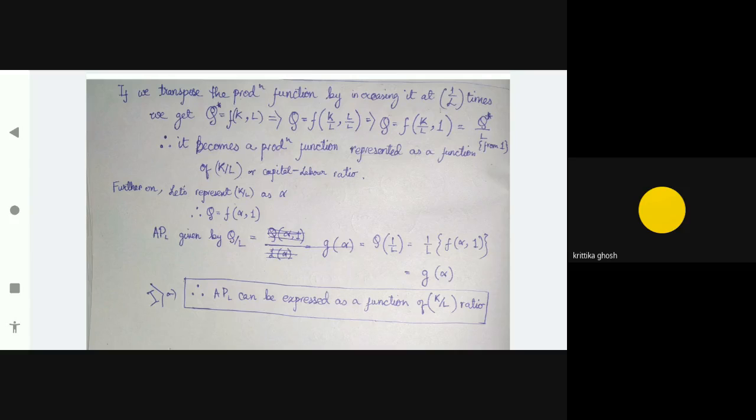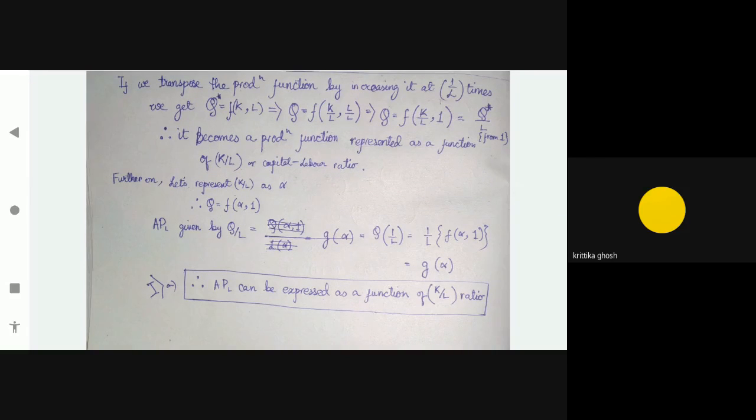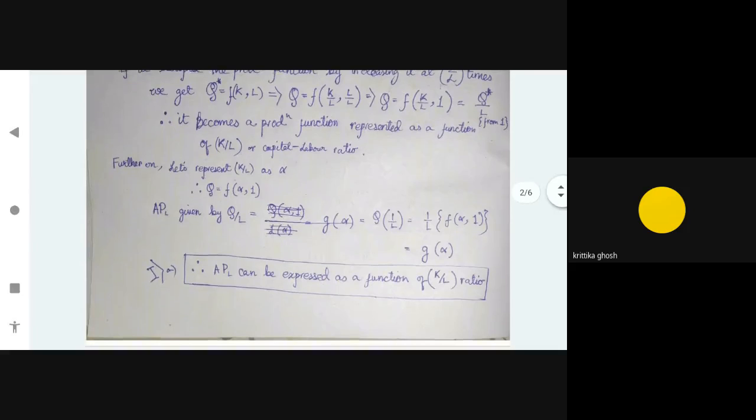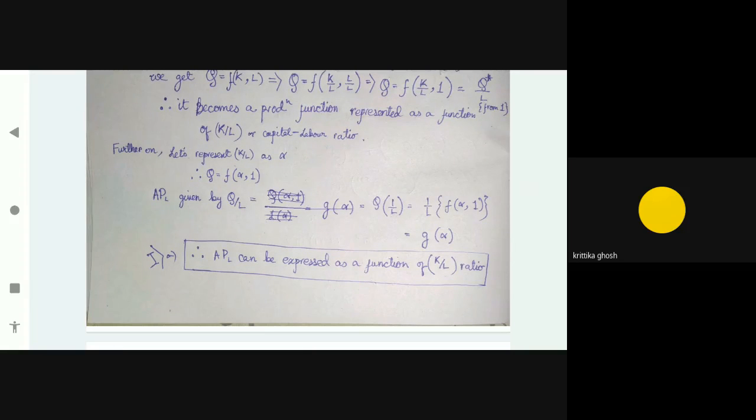This can also be written as q by L, because when we change each of the independent variables by 1 by L, the total quantity of production output changes by 1 by L. So it becomes a production function represented as a function of K by L, because 1 is a constant and will not be counted, and the only independent variable is the ratio of capital and labor. Let us from now on represent K by L as alpha. So q equals f of alpha comma 1, or also q equals f of alpha.